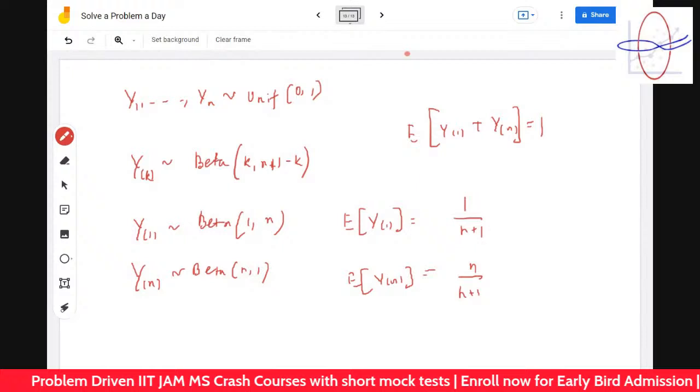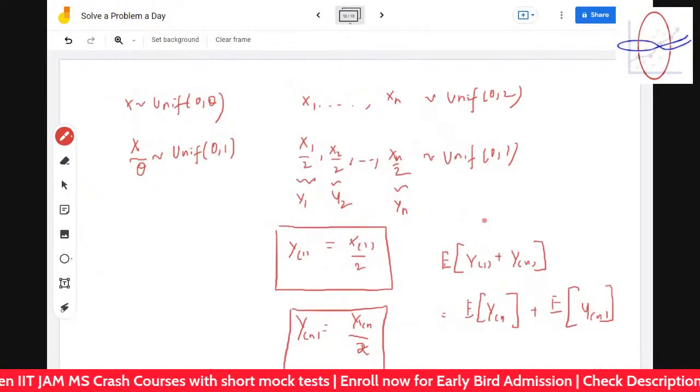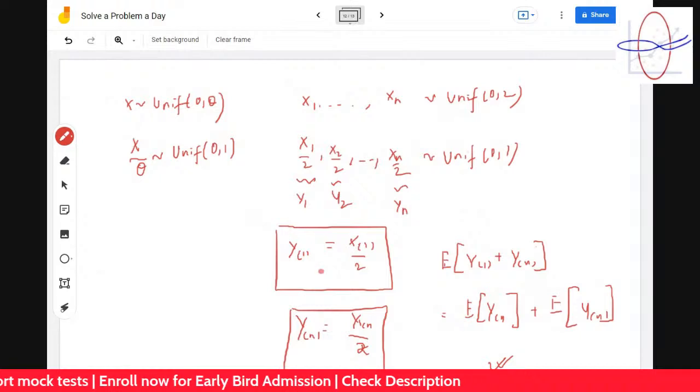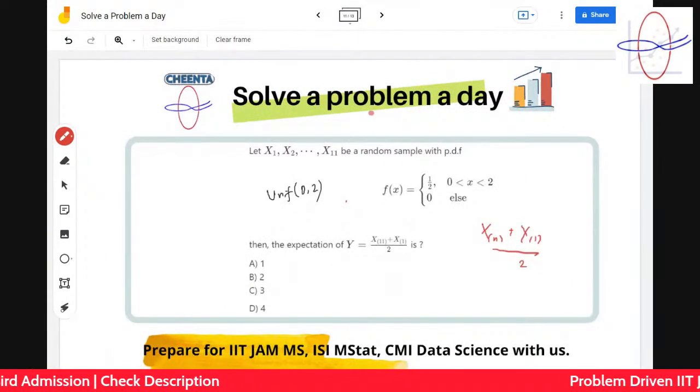And that's exactly what we are required to find: the expectation of that plus that. Perfect. So that's it, and that's a really beautiful problem.